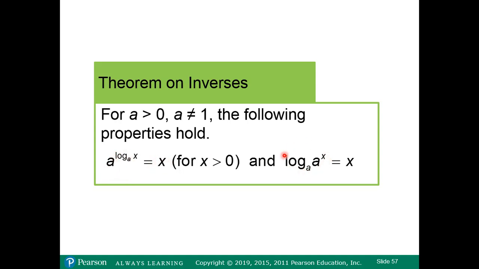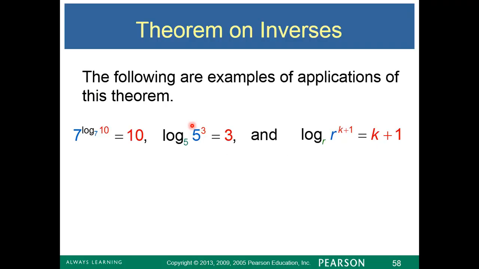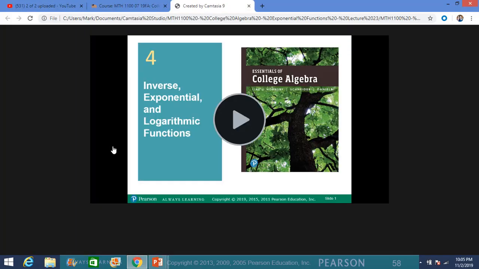Also, if we do it the other way, if we take log base a of an exponential, so we stick the same base here, then this log is going to cancel with the exponential, and we're going to get x. So both of these work for the theorem of inverses when a is greater than 0 and not equal to 1. So here are some examples. If we use 7 to the log base 7 of 10, well, this exponential is going to cancel with this log, and 10 is going to come out.